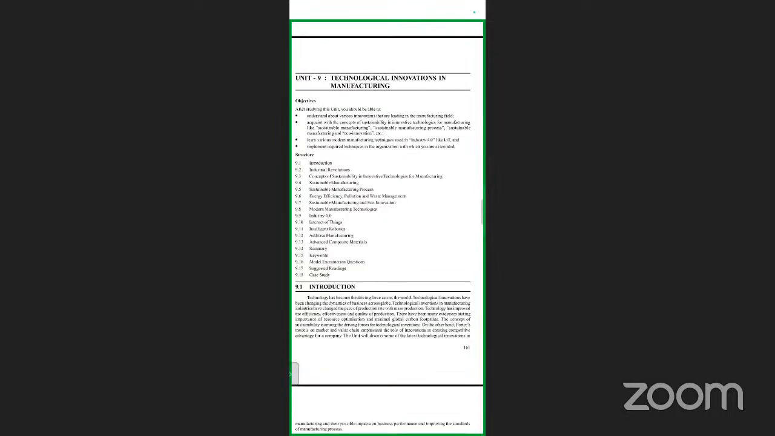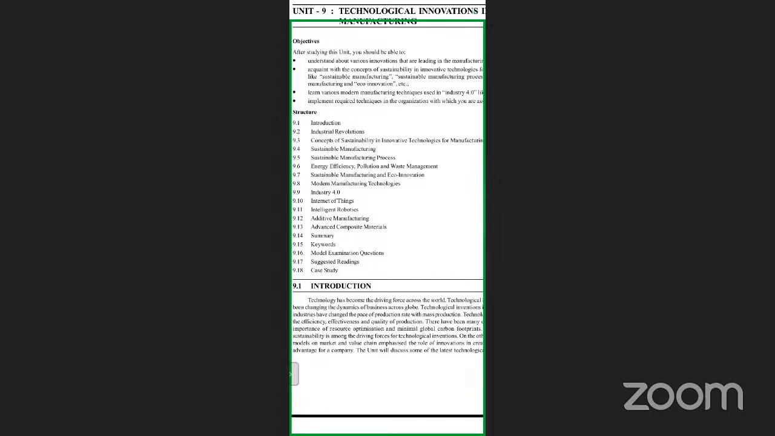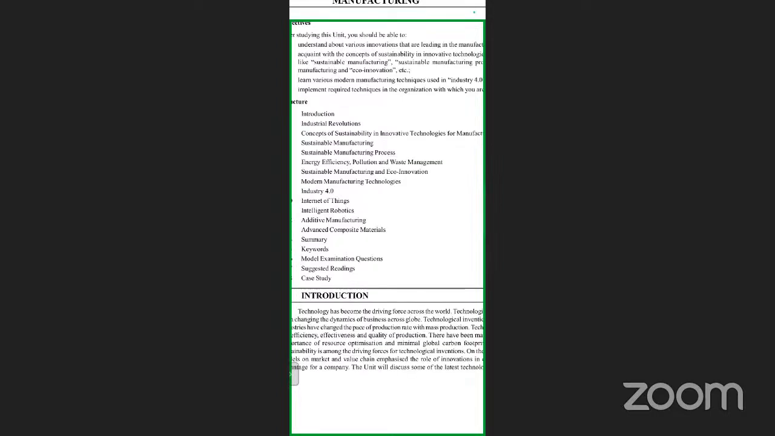So first we'll move to the technological innovations in manufacturing. Whenever we say technological innovations in manufacturing, we talk about Industry 4.0 and the Internet of Things, IoT, intelligent robotics, sustainable manufacturing, energy efficiency, and also the different sustainable things. Mostly the industrial revolution or Industry 4.0 always talks about sustainable manufacturing, eco innovation. It talks about Industry 4.0.